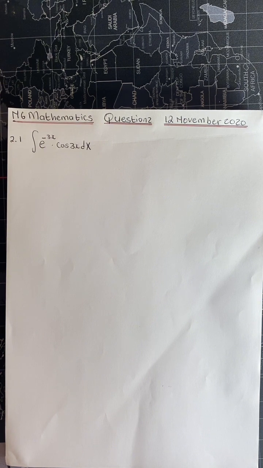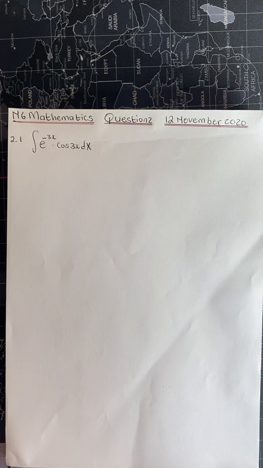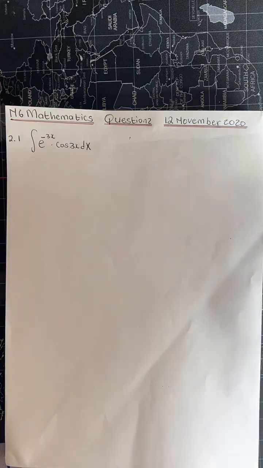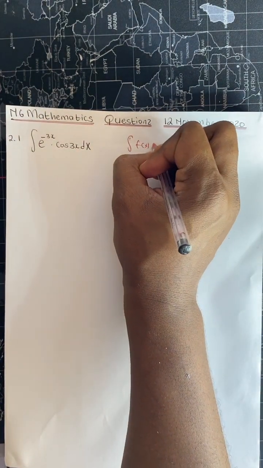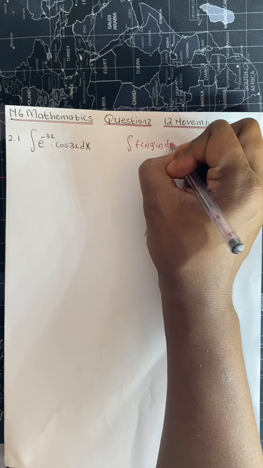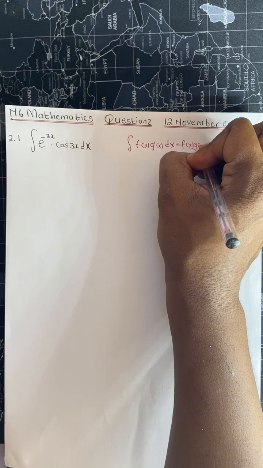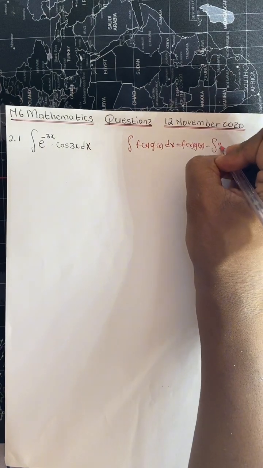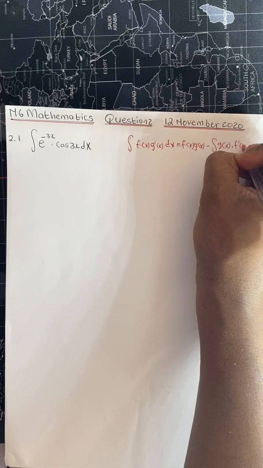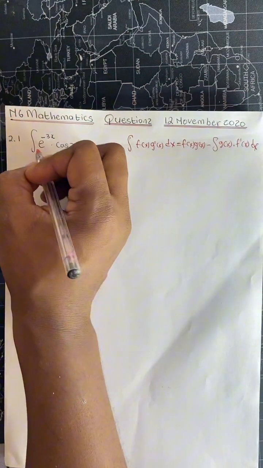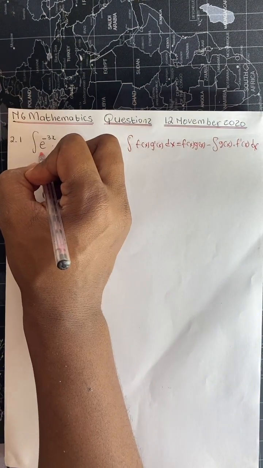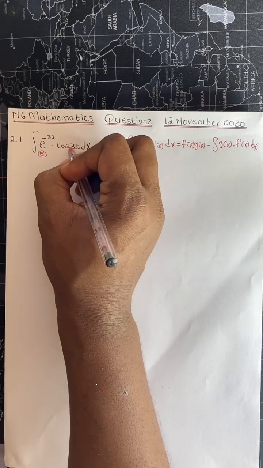Question 2.1: we are given the integral of e to the power negative 3x cos 3x dx, and to evaluate this integral we have to use integration by parts. The formula for integration by parts: the integral of f of x g prime of x dx is equal to f of x g of x minus the integral of g of x f prime of x dx.